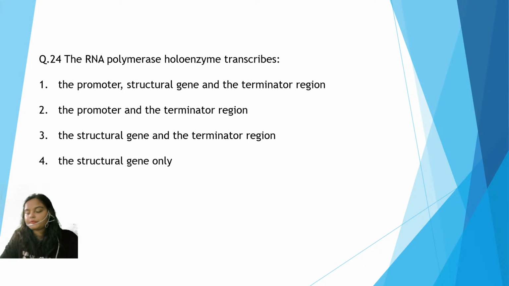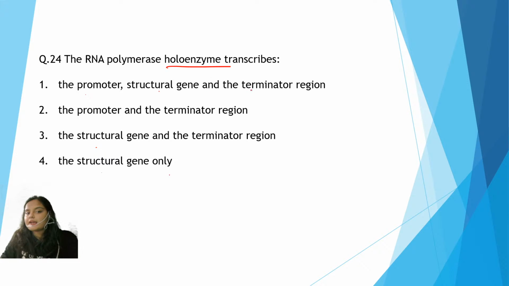Question number 24. The RNA polymerase holoenzyme transcribes the promoter, structural and the terminator region, or the promoter and the terminator region, or the structural and the terminator region, or the structural gene only. So guys, welcome to the session, those who are joining right now, try to participate in the questions, try to solve them, give the answers. So the RNA polymerase holoenzyme transcribes which one of the following parts? Does it transcribe the promoter, structural and terminator, all the 3 parts, or structural and terminator, or only the structural region?